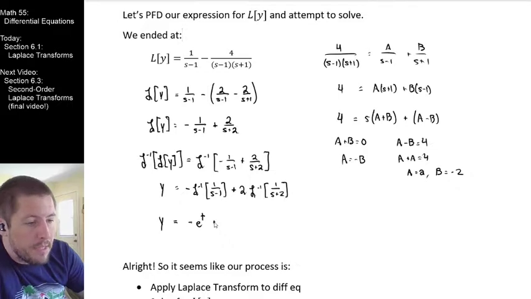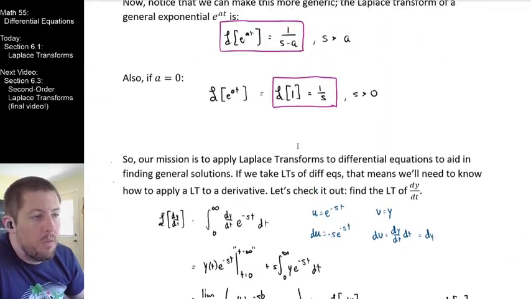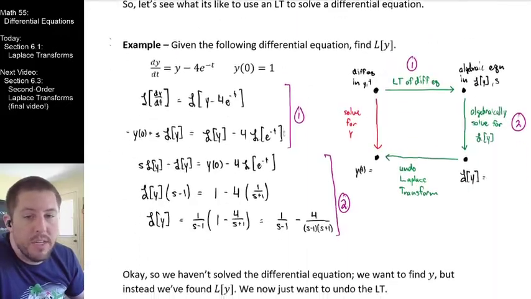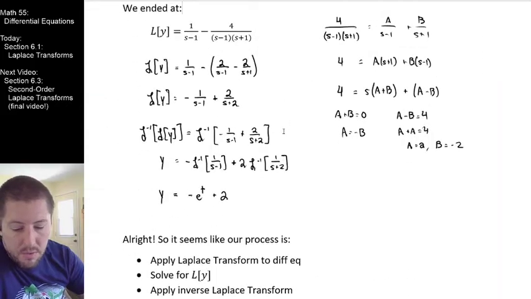So I'm going to get plus 2 times, now 1 over s plus 2. Let's go back up and take a look. 1 over s plus 2. If we're getting s plus 2 on the bottom, that means a needs to be negative 2. So it should be e to the negative 2t is what we took the Laplace transform of to get there. So e to the negative 2t.